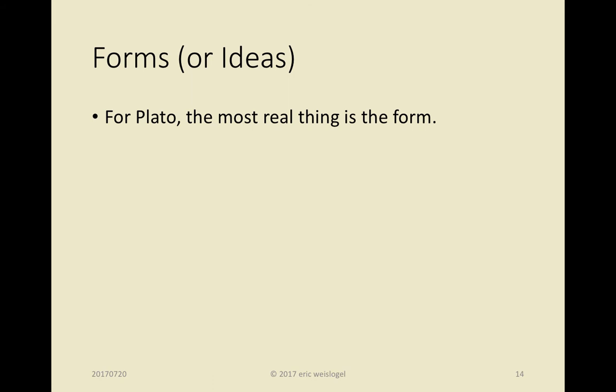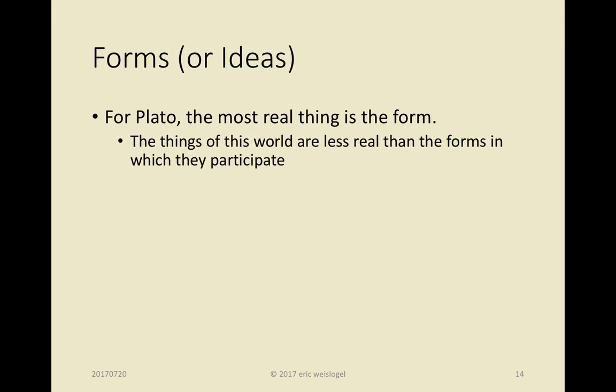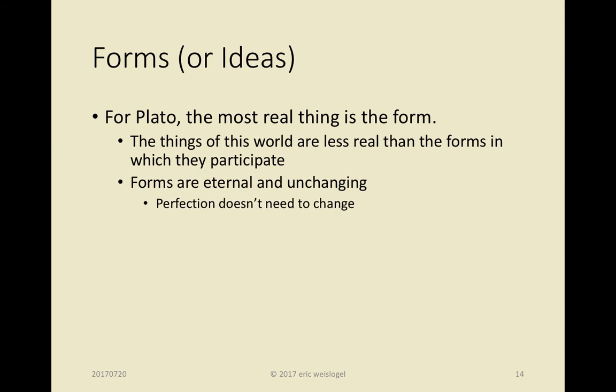Why is that? Because the things of this world are less real than the forms they participate in, because the forms are eternal and unchanging. Why is that good? What makes the eternal and unchanging things better? Because perfection doesn't need to change. Only the imperfect needs to change. It could get better. In fact, could get worse as well.